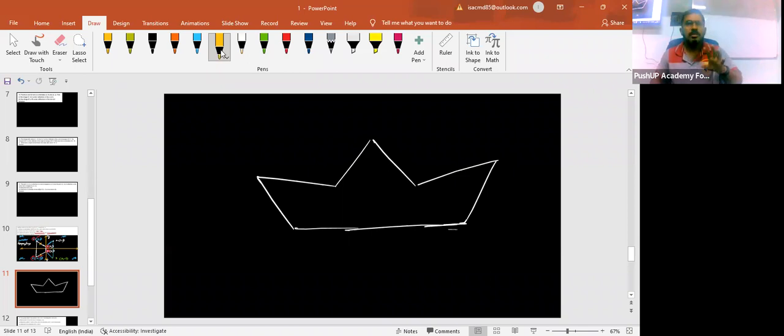You know what? Some children wrote it as boat. Some children wrote it as crown. Some children wrote half star. These are the different answers given by children across the country.